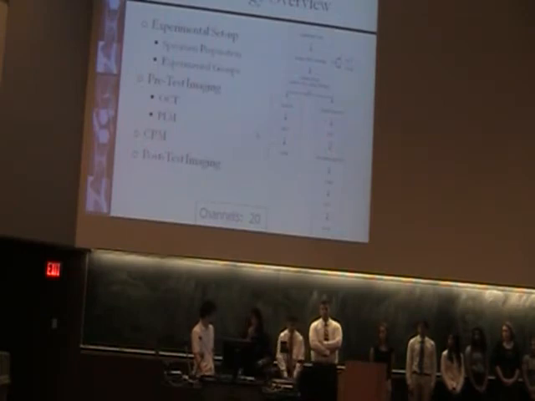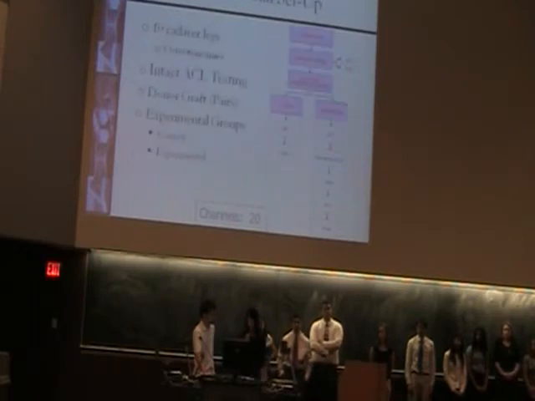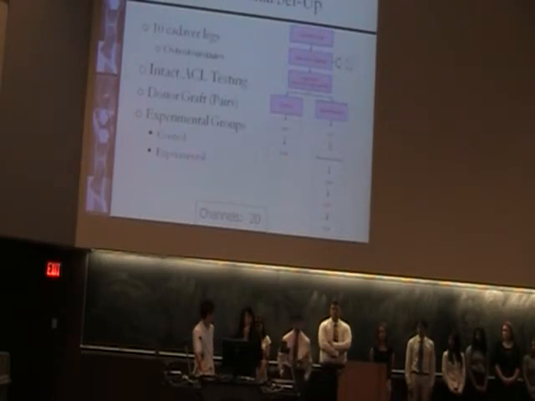Alright, so we're going to walk you through our methodology really quick, starting with our experimental setup, followed by our pretest imaging analysis procedures, our mechanical testing, and finally our post-test imaging analysis. So we're going to be taking 10 cadaver legs as well as 20 grafts from the donor bank, half of which will be hamstring and the other half will be patellar tendon.